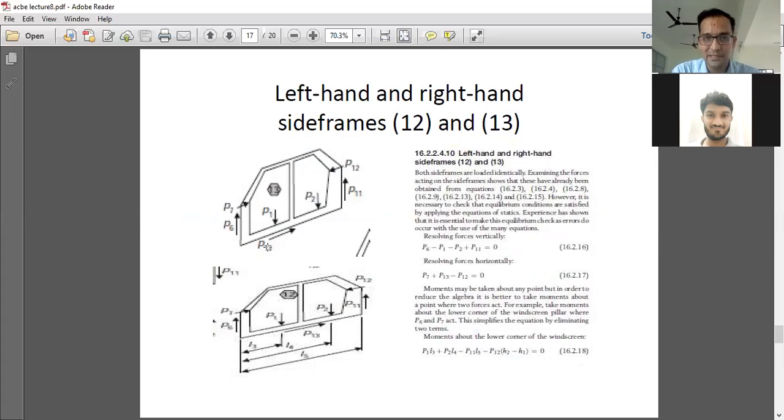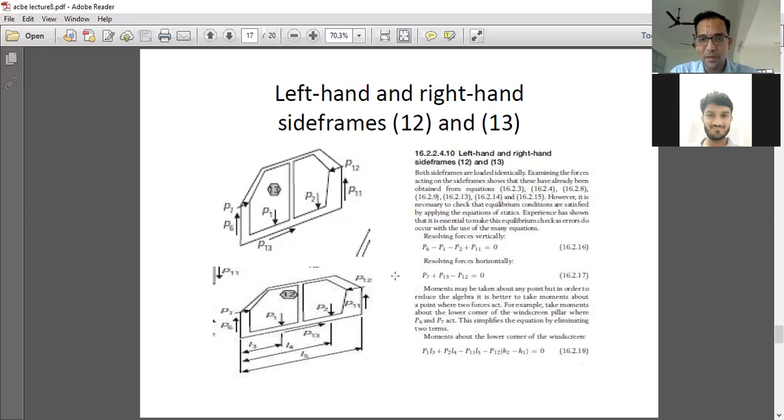We'll say P6 plus P11 is equal to P1 plus P2. When I am keeping all members on a single side, then P6 minus P1 minus P2 plus P11 equals 0, which is the resolution of forces in vertical direction. As we refer to resolution of forces in horizontal direction, then P7 plus P13 is equal to P12.